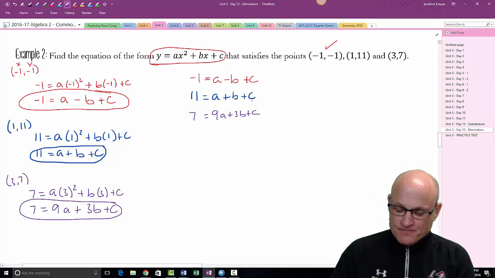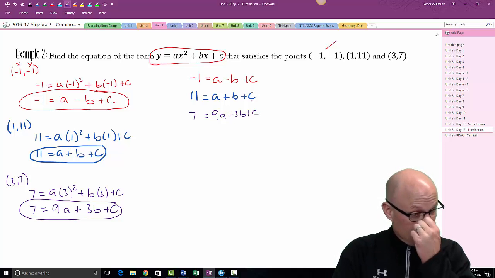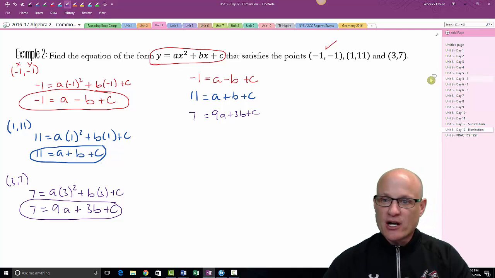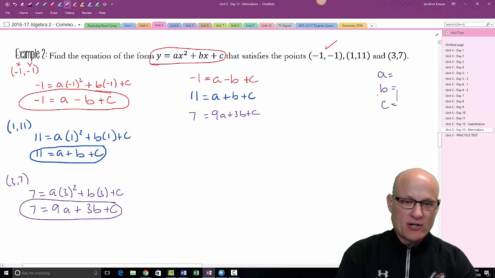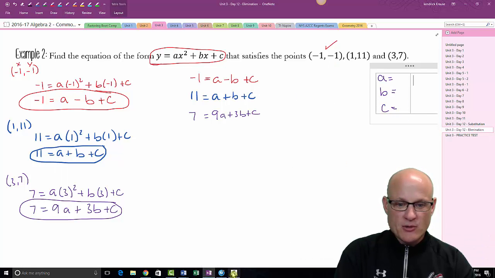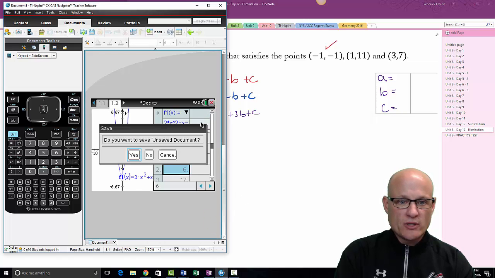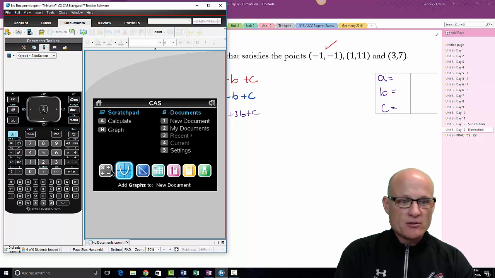So here's what I want to do. The first thing I want to do is figure out if I can get the right answer. I want to know what the answers are. I want to know what a is, what b is, and what c is. So I'm going to actually use my calculator to give me that.